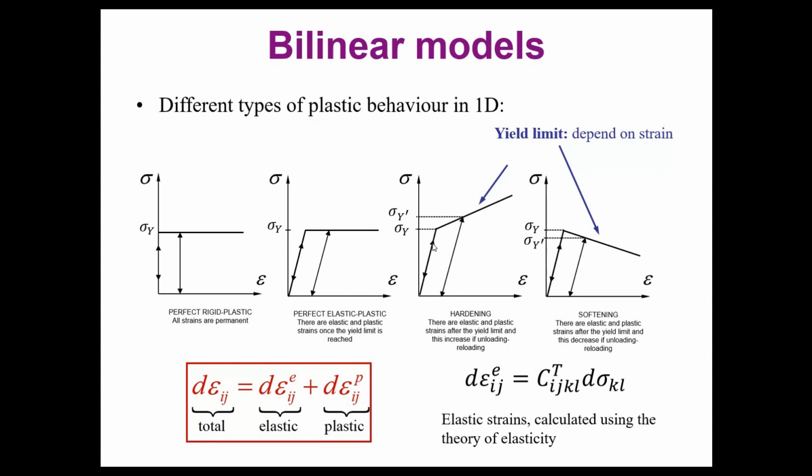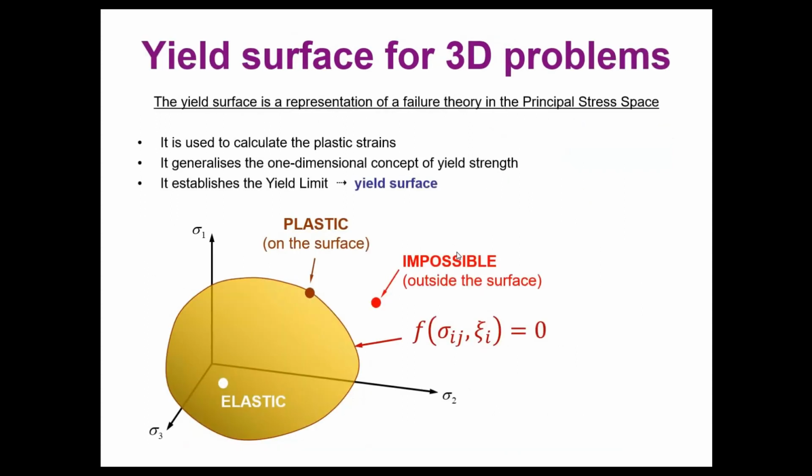In order to identify when we reach the yield strength in a three-dimensional problem is much more complicated, because we need to consider all the dimensions in the space of stresses. So what we do to establish in 3 dimensions what is the yield strength, or when we reach the yield strength that will change the behavior from elasticity to plasticity, is when we define what we know as the yield surface.